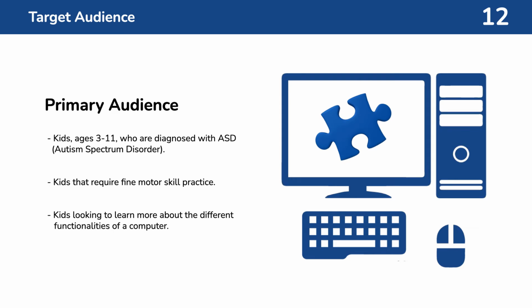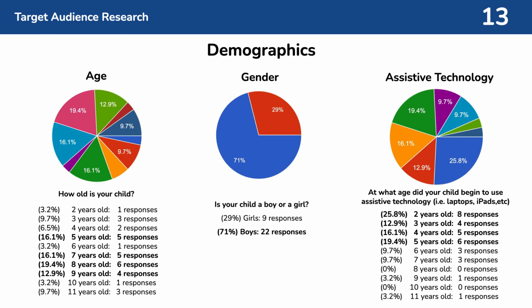My primary audience are kids, aged 3 to 11, who are diagnosed with autism spectrum disorder. These same kids also require fine motor skill practice and are looking to learn more about the different functionalities of a computer. I created a survey for parents that have kids diagnosed with ASD. My consultant was able to forward the survey to schools here in Utah that cater to students with autism. For the safety of the students and in accordance with HIPAA, I will not list the schools the students attended.